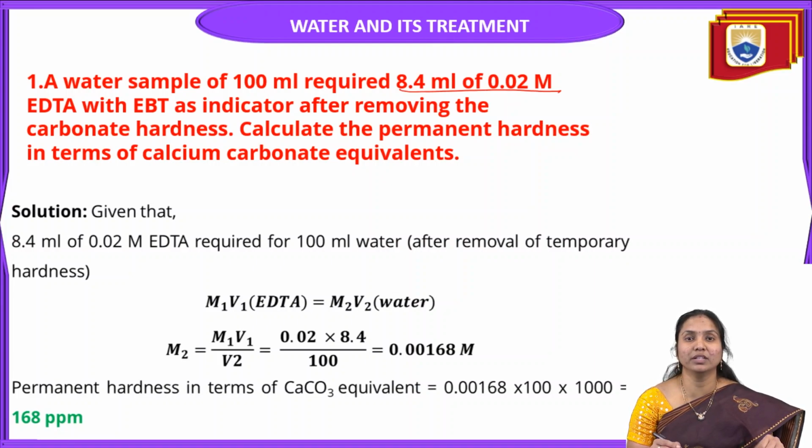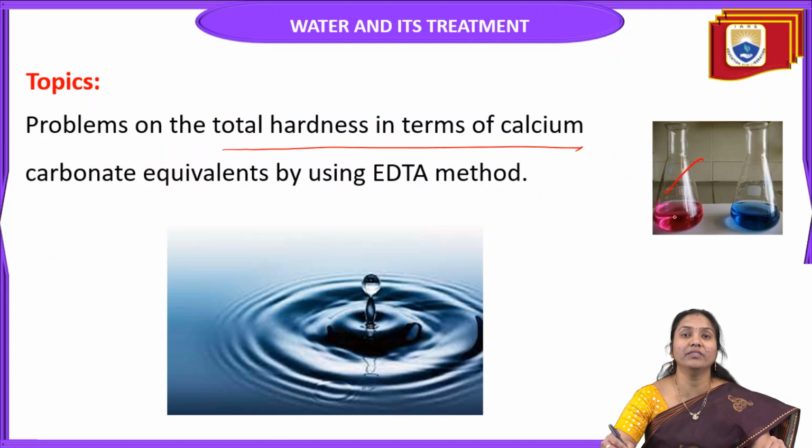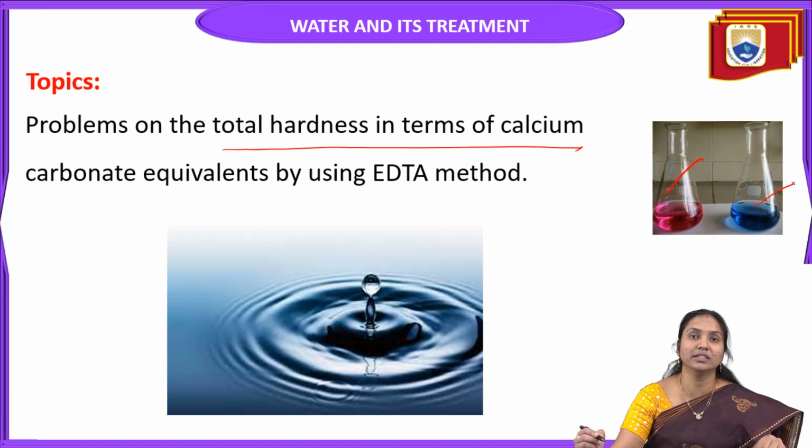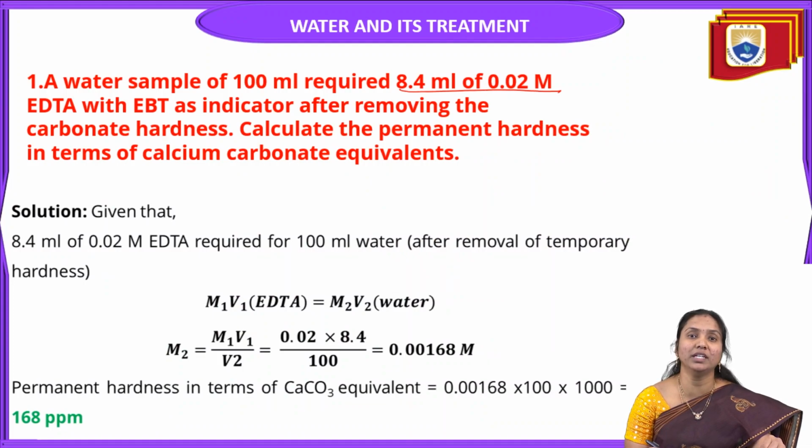For this purpose we are using Eriochrome Black T indicator. When we add the EBT indicator to this water, the color of the solution is wine red. After titration with EDTA, the color of the solution is blue. So that is the end point. For end point determination we are using EBT indicator, Eriochrome Black T indicator, and also we are using a buffer solution.